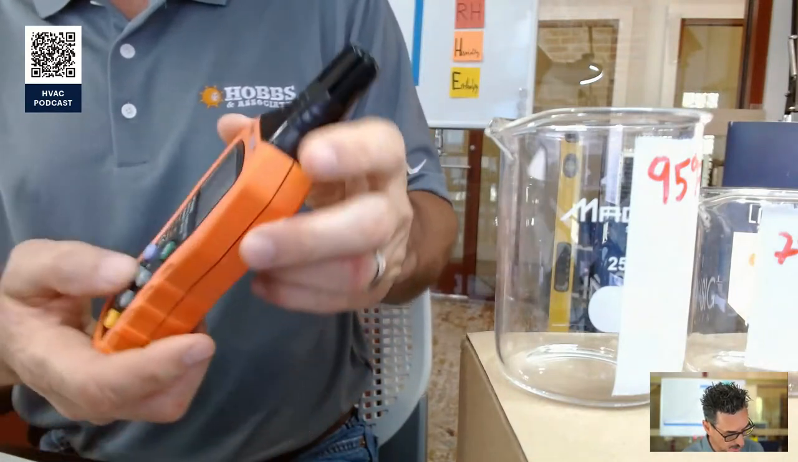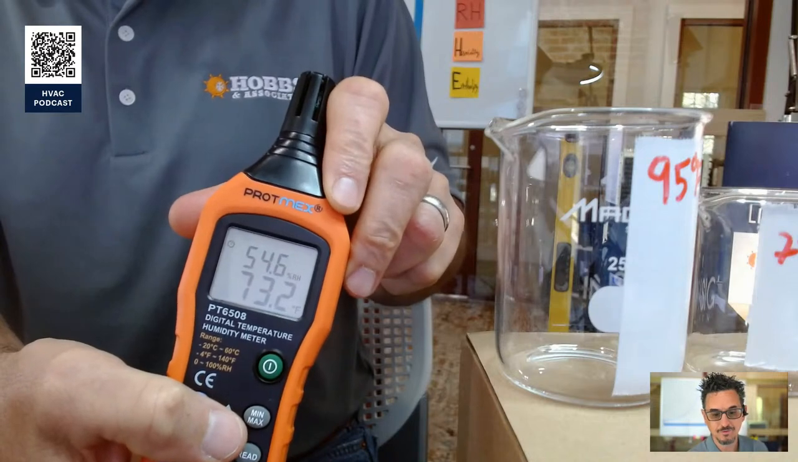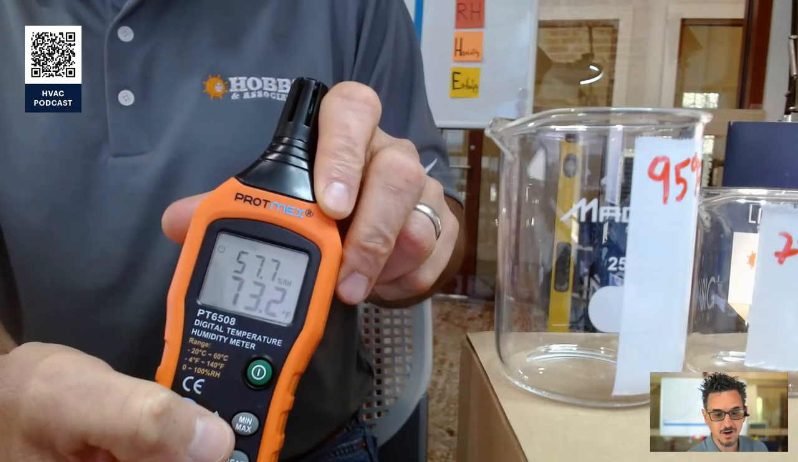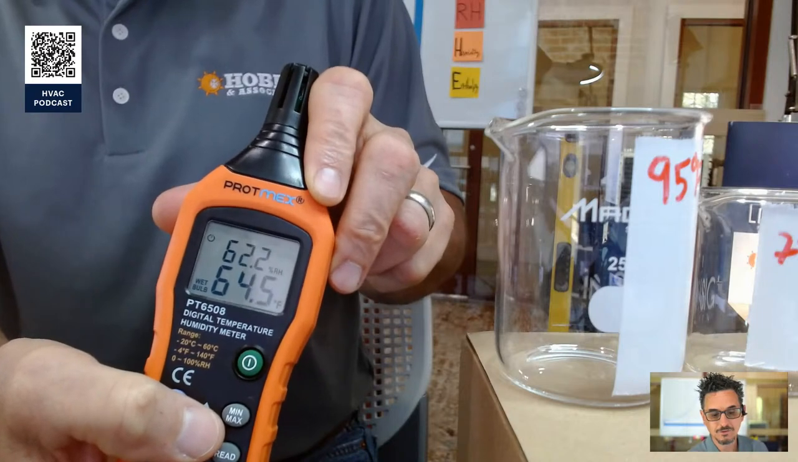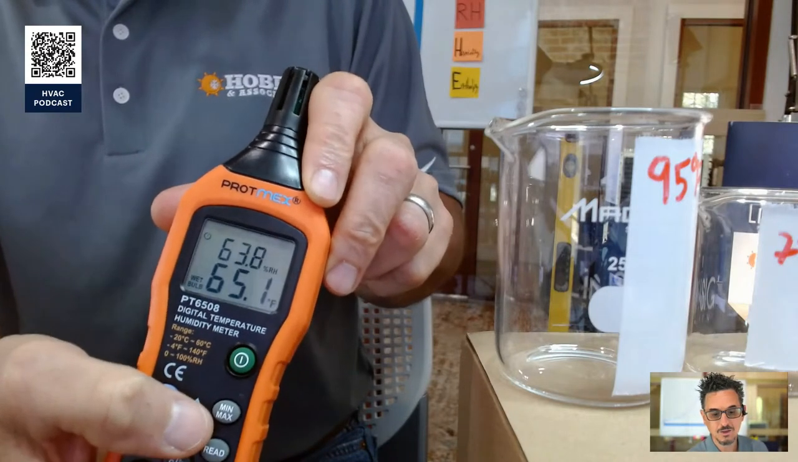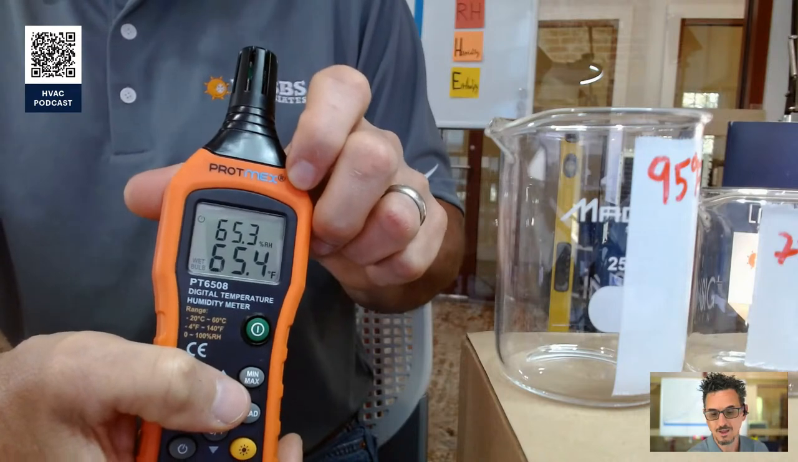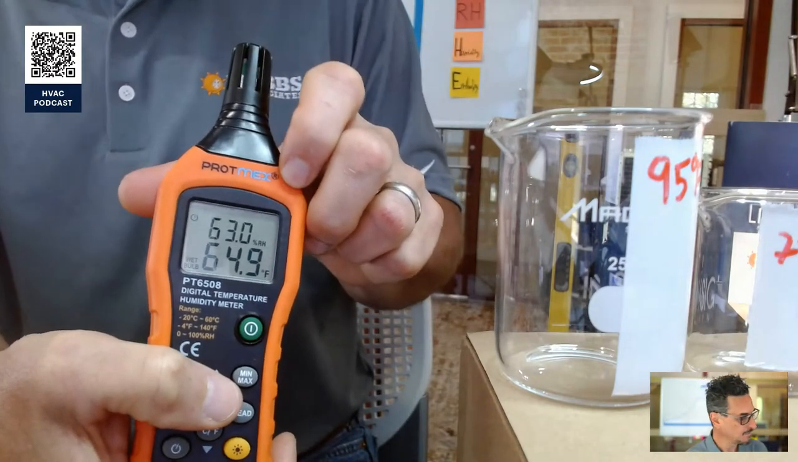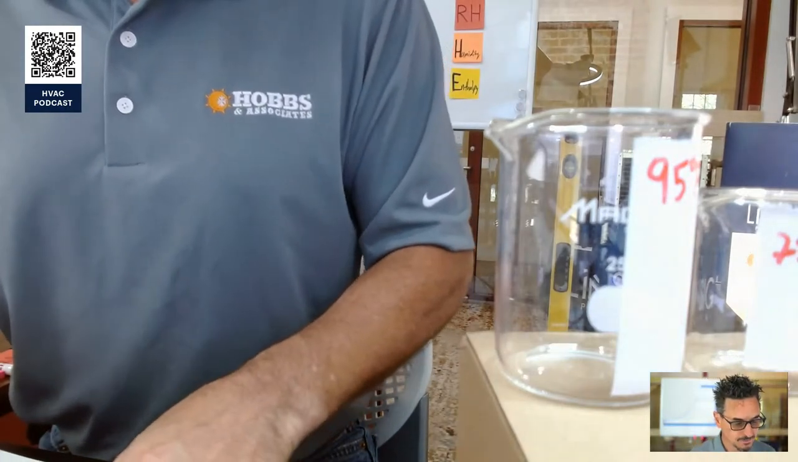So if I go back to our device here, it's 73.2 in this office, 55% RH, very nice. And the wet bulb is 64, okay? So you can see the wet bulb, unless you're at 100% saturation, should be less than the dry bulb. Okay, so wet bulb versus dry bulb, I think that covers that.